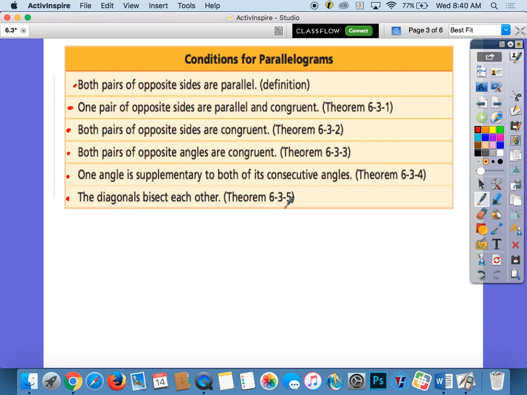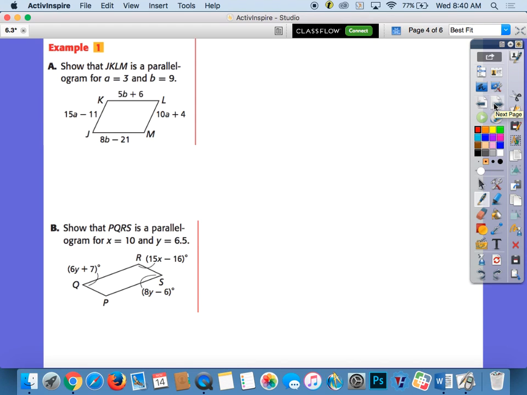So let's go through and see what some problems are going to look like. For example, when we want to show that polygon JKLM is a parallelogram when A equals 3 and B equals 9. So let's go through, and we're basically just going to crunch a couple numbers, and then we're going to write the reason up. Nothing crazy. So I'm going to plug 3 in for A, and I end up getting 45 minus 11, which is going to be 34. And then likewise, when I plug 3 in for A over here, I get 34. All right, so I know these guys are congruent.